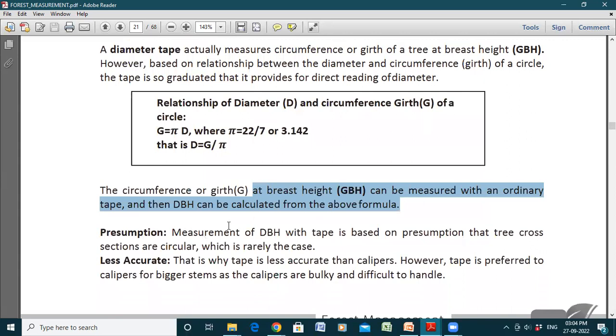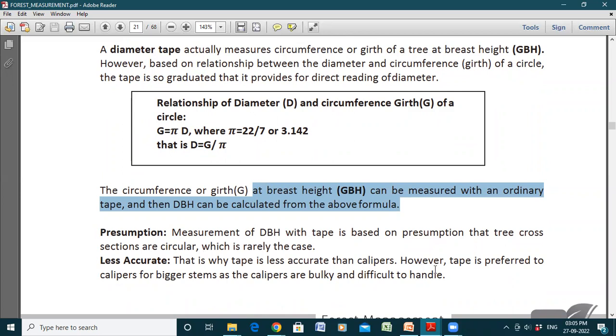Now, what is the presumption here? Measurement of GBH with a tape is based on the presumption that tree cross sections are circular, which is rarely the case, because you cannot consider the tree cross section as circular. Sometimes it may be elliptical, you know that. That's why we have considered the average. That is why the tape is less accurate, because most times you consider the cross section as circular, which is not true.